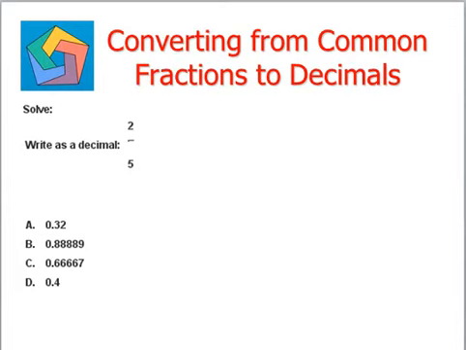The first one says solve, write as a decimal, and we're given the fraction 2 fifths. Now 2 fifths is written as 2 divided by 5. So we'll be carrying out a normal division. We put the division symbol over here. Now whatever is the numerator goes inside while the denominator remains outside.